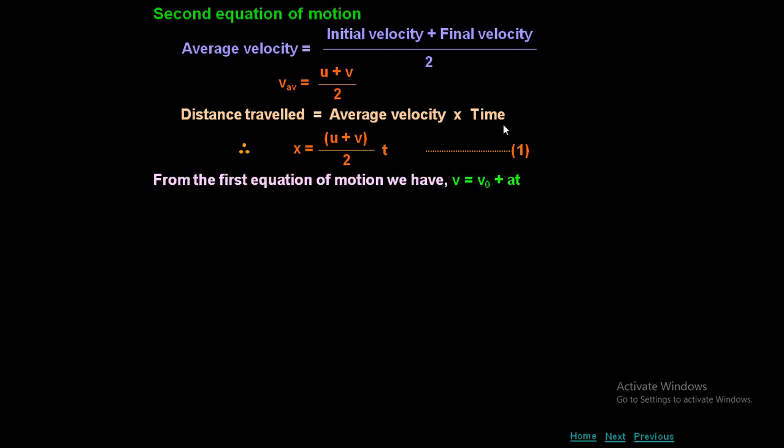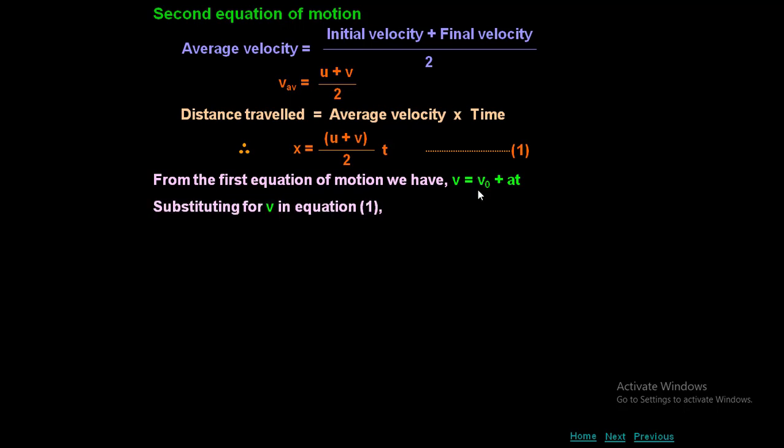From the first equation, now in order to get the second equation, what is my second equation of motion? S equal to ut plus half at square. In that expression, there is no final velocity. Now, by using the first equation to derive the second equation of motion, I have to eliminate final velocity. How can I eliminate final velocity? By using the first equation of motion. What is my first equation? V equal to u plus at.